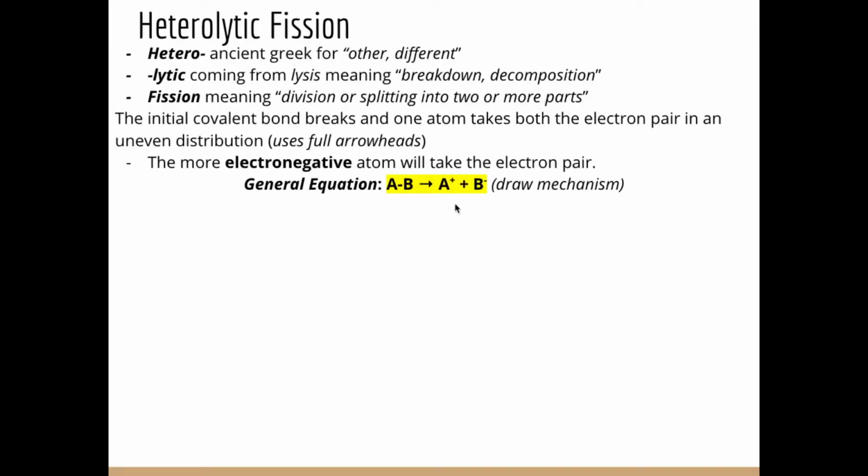So unlike the homolytic fission, in heterolytic fission, when one atom gets the electron pair, it will form ions as opposed to radicals. So the one that gets the electron pair will form the anion. The one that loses the electron pair, now being electron deficient, forms the cation.